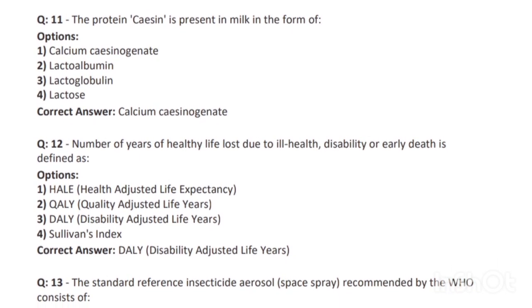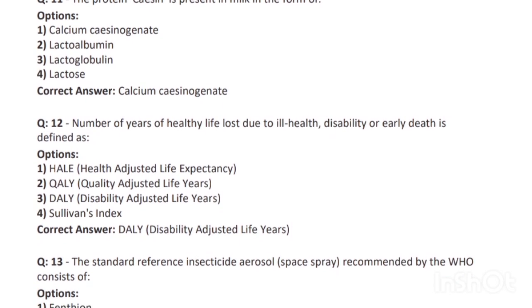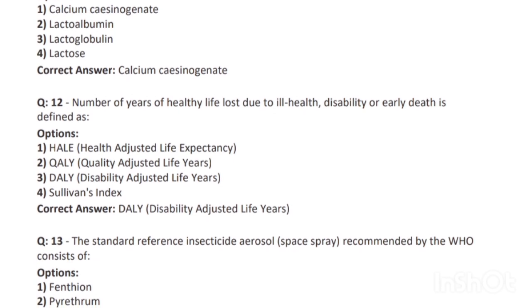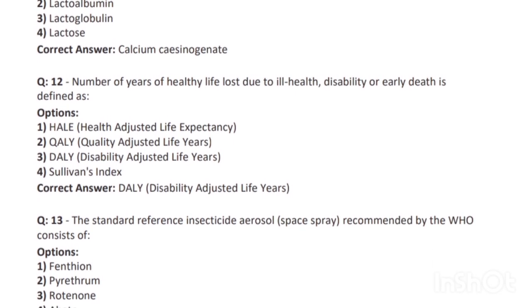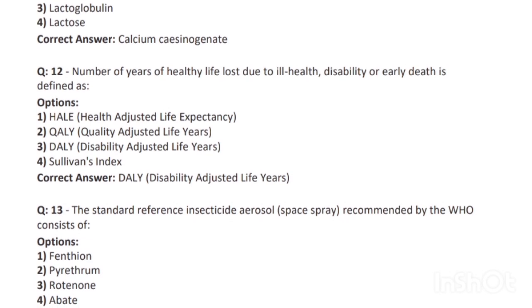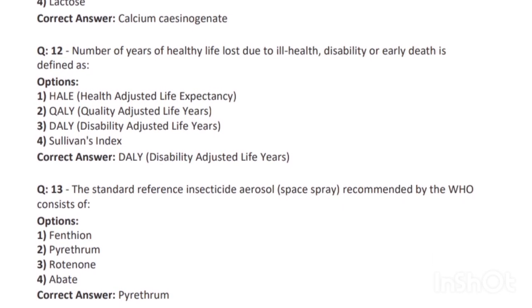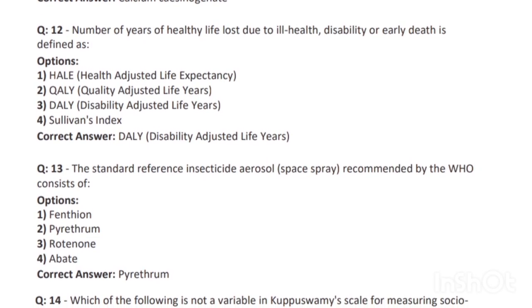Question number 12. Number of years of healthy life lost due to ill health, disability or early death is defined as: HALE, health adjusted life expectancy; quality adjusted life years; disability adjusted life years; Sullivan's index. So the correct answer is disability adjusted life years.